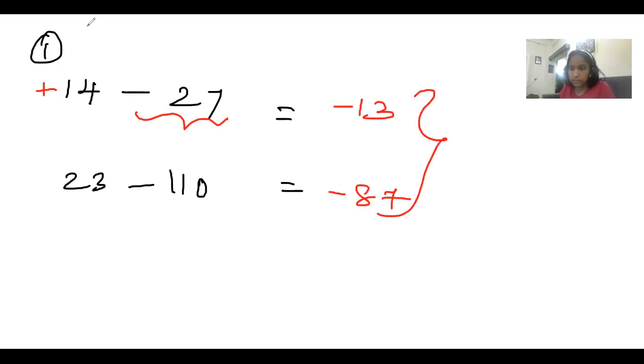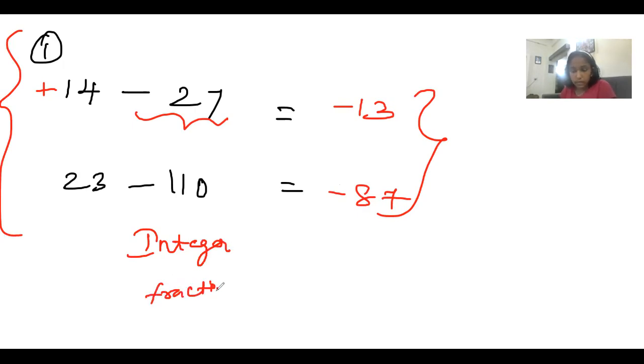You can use the same concept for integers. This is applicable for integers, for fractions, and for decimals also. For example, like 0.08 minus 1.12. You can use the same concept.